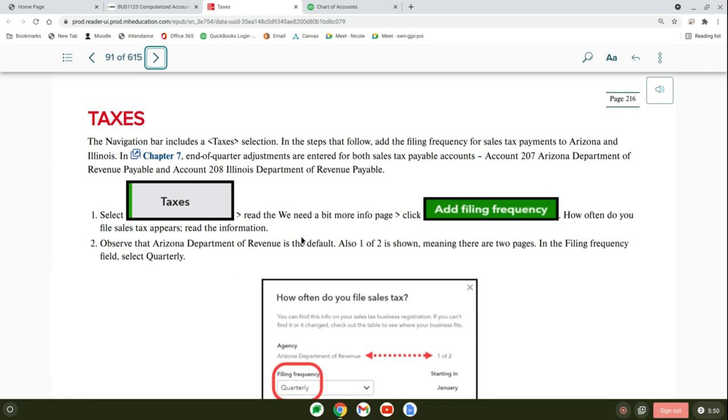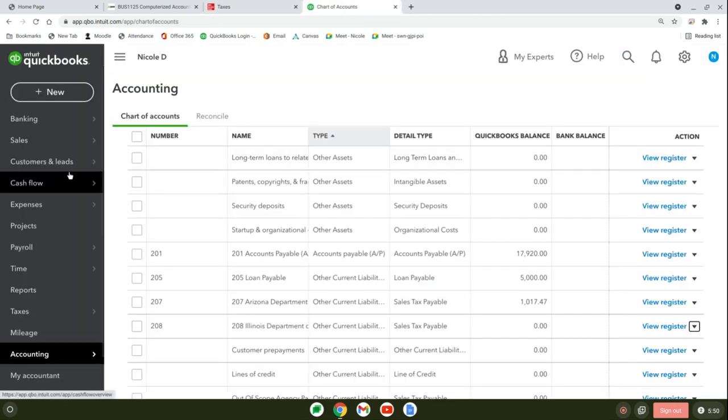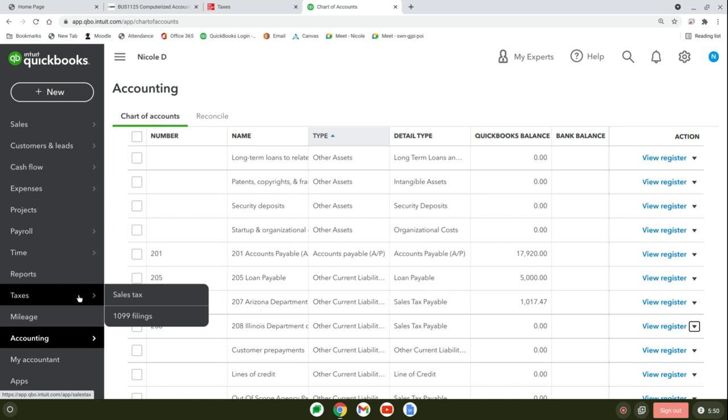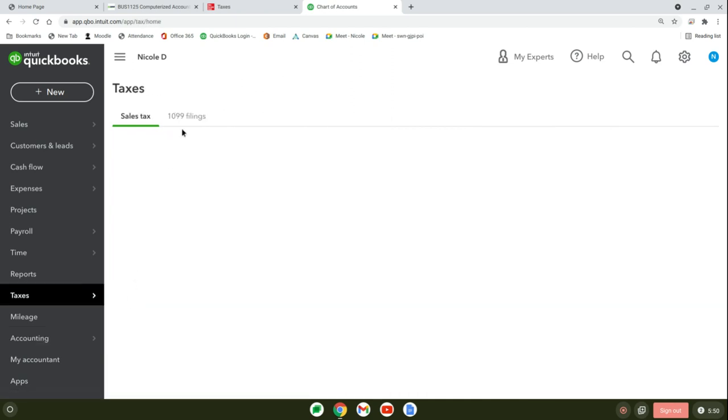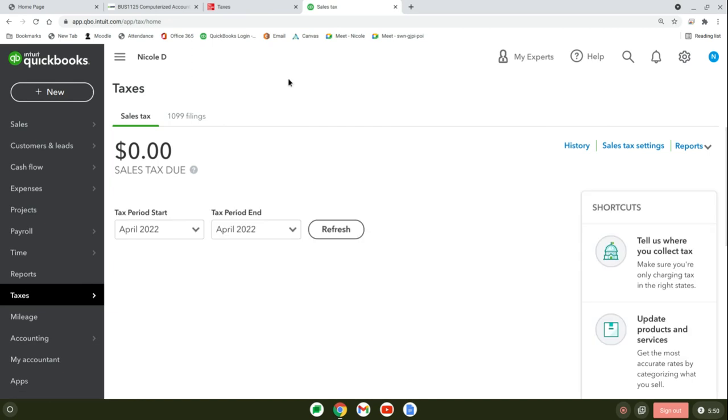So if you look on the left-hand side, you'll need to select your taxes. You need to update QuickBooks on what your filing frequency is. So let's do that now. On the left-hand side, you're going to scroll down to taxes, and then we're going to go to sales tax. 1099, by the way, if you saw that, is for your independent contractors. We don't have that in this book.